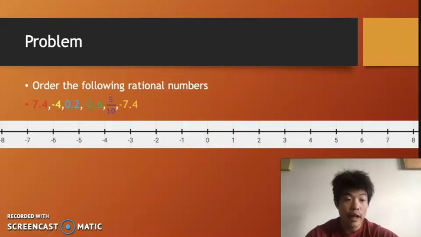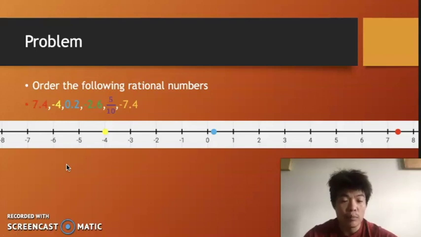Okay, so for the first number, 7.4, it's just a decimal, so we can place that on the number line. It is greater than 7, less than 8, so it's going to be somewhere between 7 and 8, a little before 7.5. Next, -4, yet again, we can just place it on the number line. It will be right here, -4. Next, we have 0.2, yet again, it's a decimal, so we can just place it on the number line.